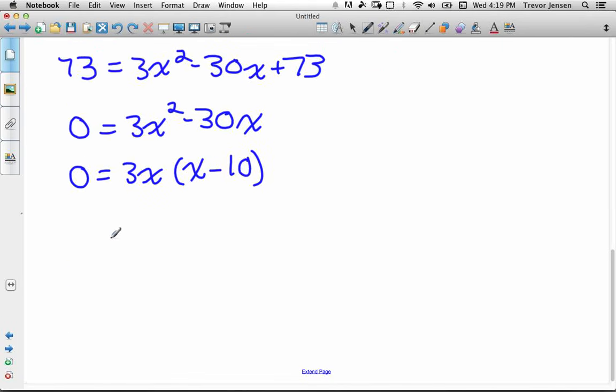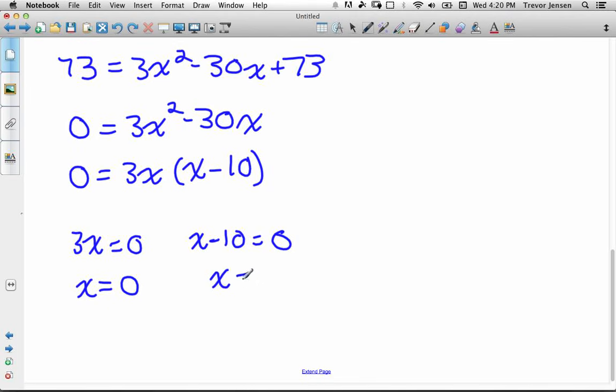And now use the zero product rule to set both of your factors equal to 0. So for this product to be 0, either 3x has to be equal to 0, or x minus 10 has to be 0. And then solve for x in both cases. So x could be 0 divided by 3, which is 0, or x could be 0 plus 10, which is 10. So the parabola has a y-coordinate of 73 in two spots, at 0 and 10.